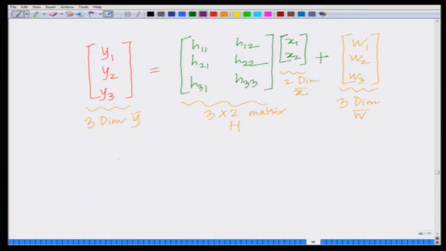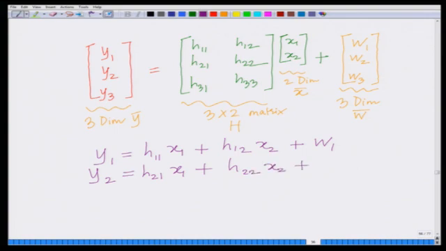And now writing each element of the received vector y, we have y1 equals h11 x1 plus h12 x2 plus w1, y2 equals h21 x1 plus h22 x2 plus w2, and we have y3 equals h31 x1 plus h32 x2 plus w3.